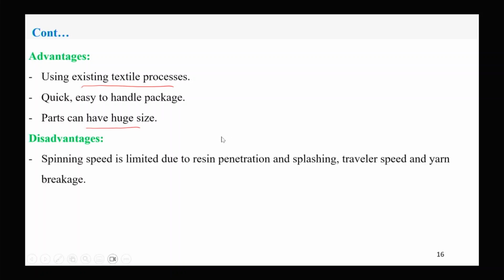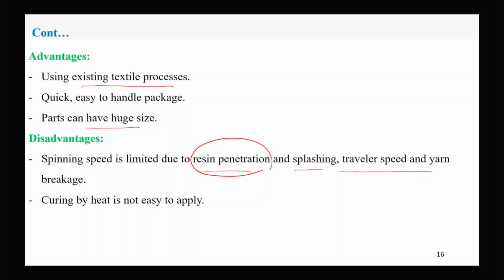So the main disadvantage is that spinning speed is limited due to resin penetration, splashing, and traveler speed. We cannot have a very high winding speed for all these reasons, because if we have very high speed, then resin penetration will be improper and splashing will take place. And traveler speed has to be also high, but the traveler speed has some limitation, so we cannot have very high spinning speed.